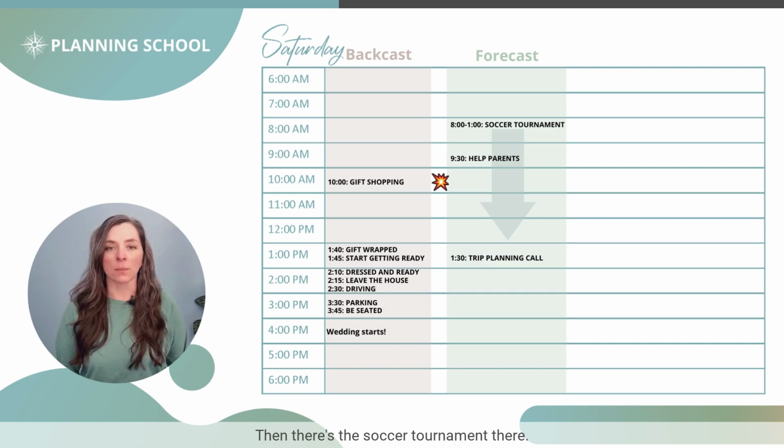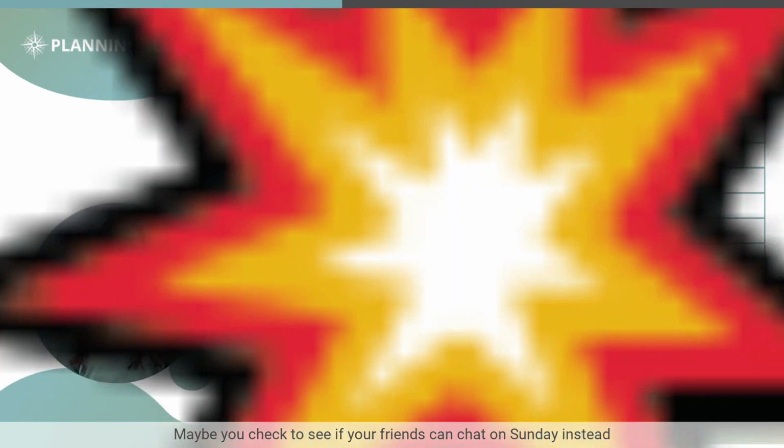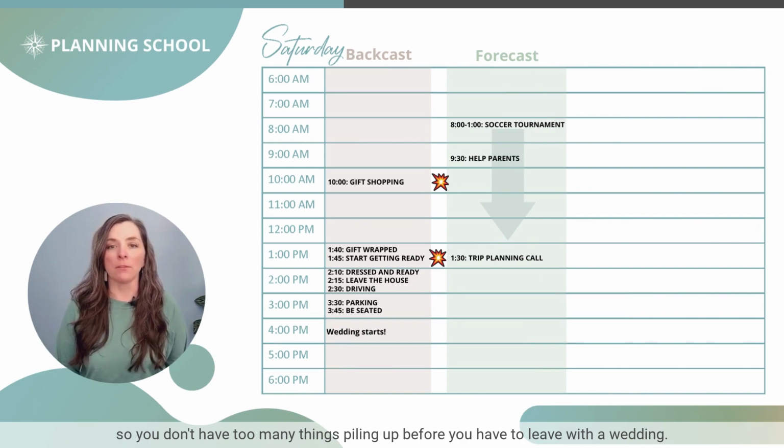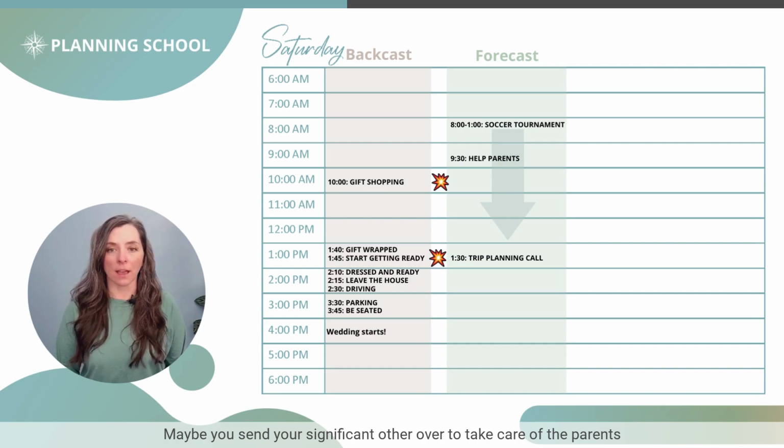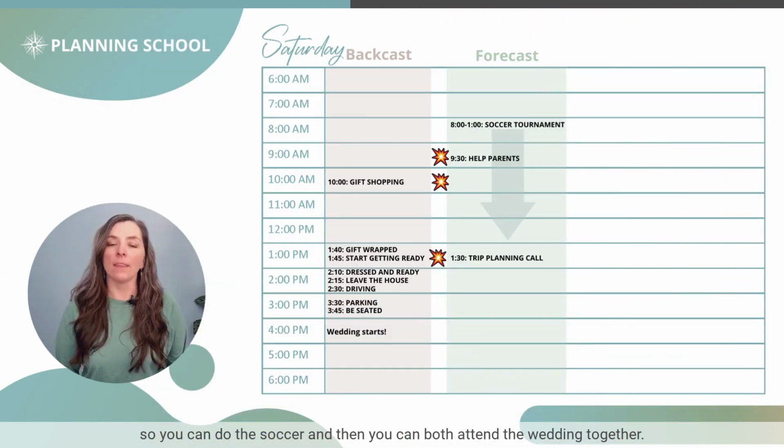Then there's the soccer tournament there. Maybe you check to see if your friends can chat on Sunday instead so you don't have too many things piling up before you have to leave for the wedding. Maybe you send your significant other over to take care of the parents so you can do the soccer, and then you can both attend the wedding together.